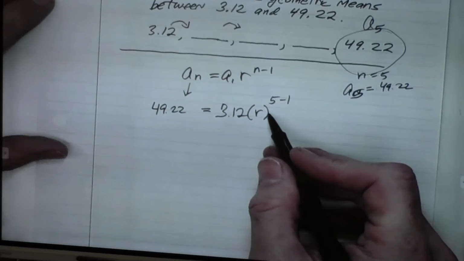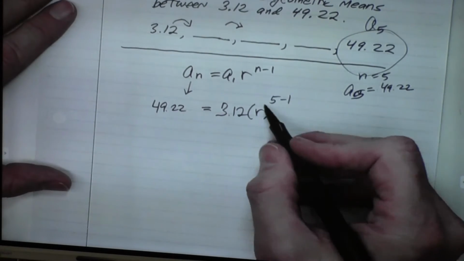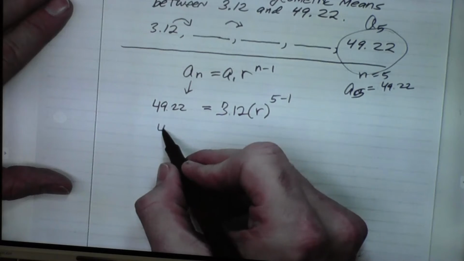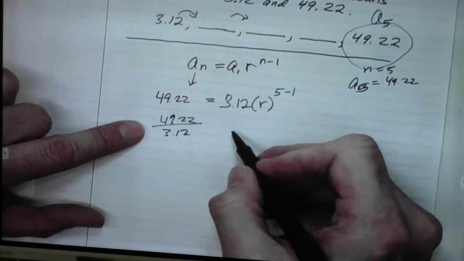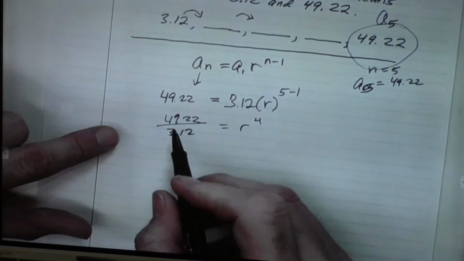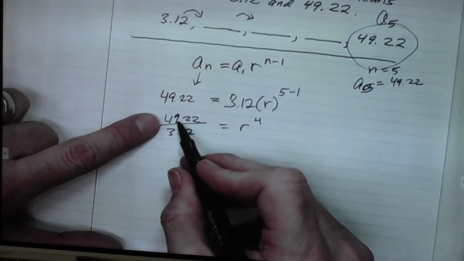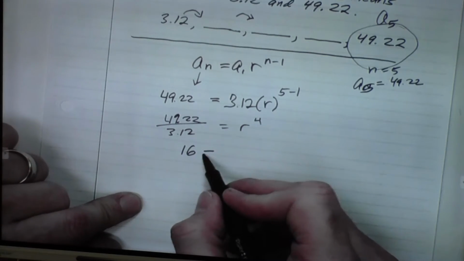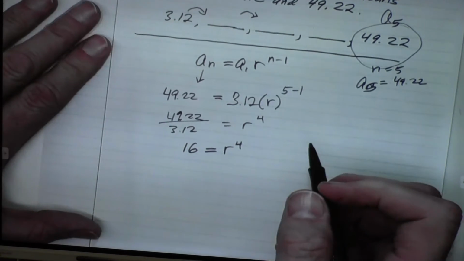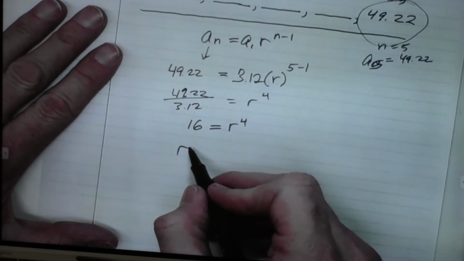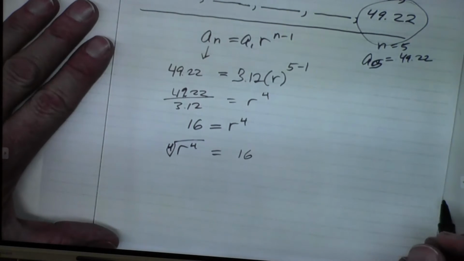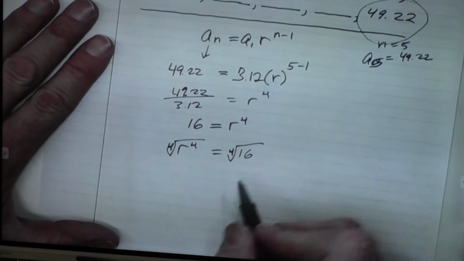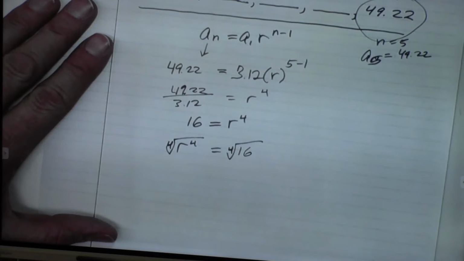So now we have to solve for that, and it's a little bit different because we're going to have an even number here. Let's see what's up. I have to do 49.22 divided by 3.12, equals r to the 4th power. If you do that on a calculator, you see you get a nice, simple, easy 16. So now, r to the 4th, I like to put it over this way anyway, I am going to take the 4th root of r to the 4th and the 4th root of 16. What's the 4th root of 16?